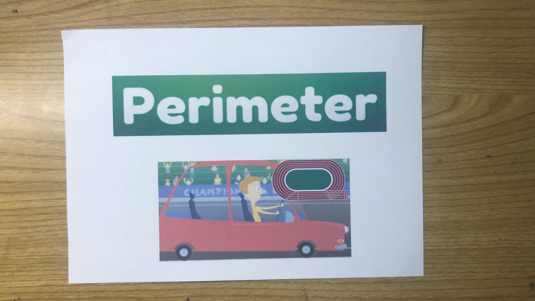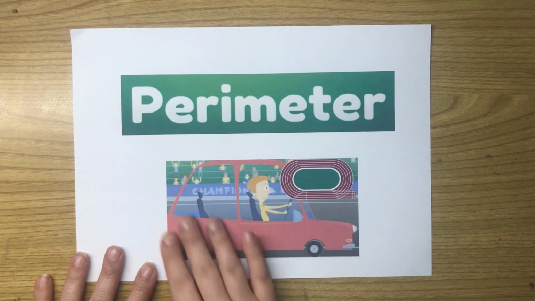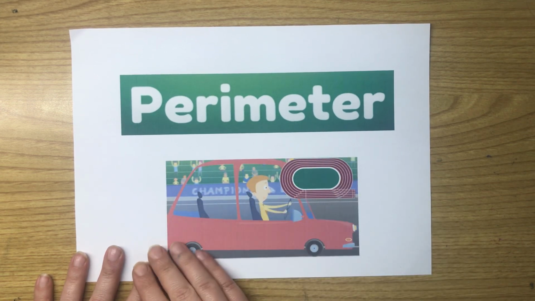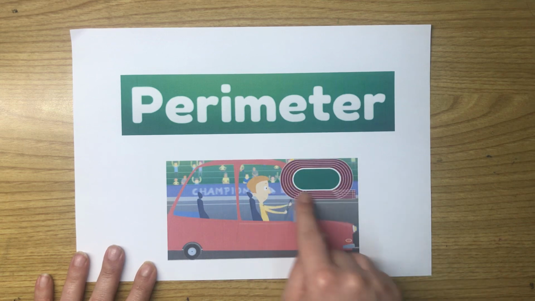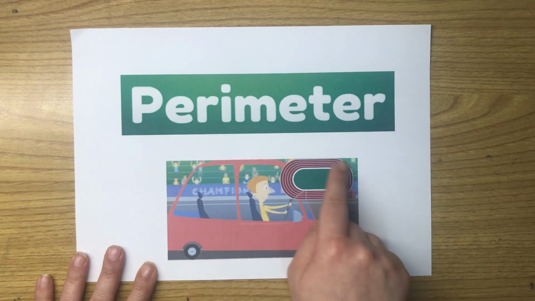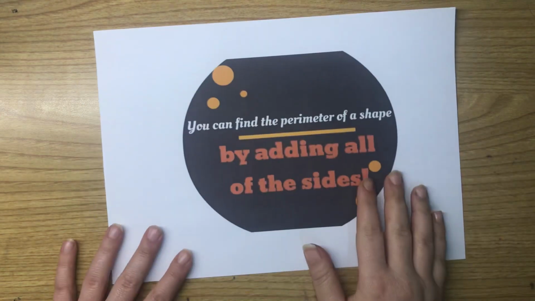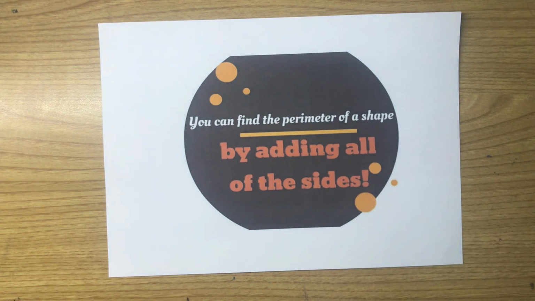What's the meaning of a perimeter? Imagine that there is a car racing on this track. What is the distance for each lap? The distance for each lap is called a perimeter. It's around the shape, so it is a distance around the shape. And the way to find the perimeter of a shape is by adding all of the sides, the length of all the sides.